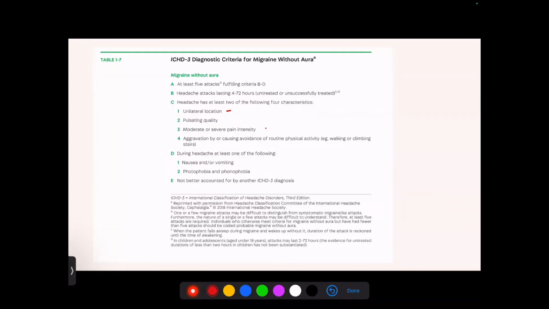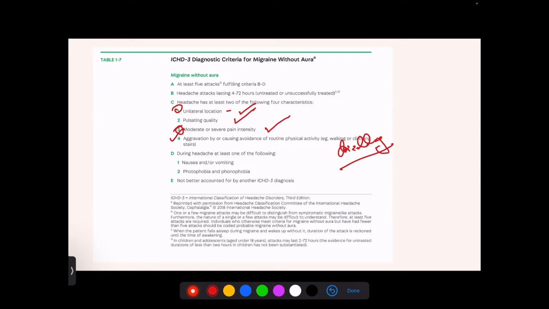So either a unilateral location, pulsating quality, moderate to severe intensity, aggravation by routine activity. Migraine is disabling, and they are affected by the headache. When they have the headache, they cannot do their routine work. So you can have any two of these. Either the headache can be half-headed headache, and they are able to do their jobs, but they have a severe headache. Then you make a diagnosis.